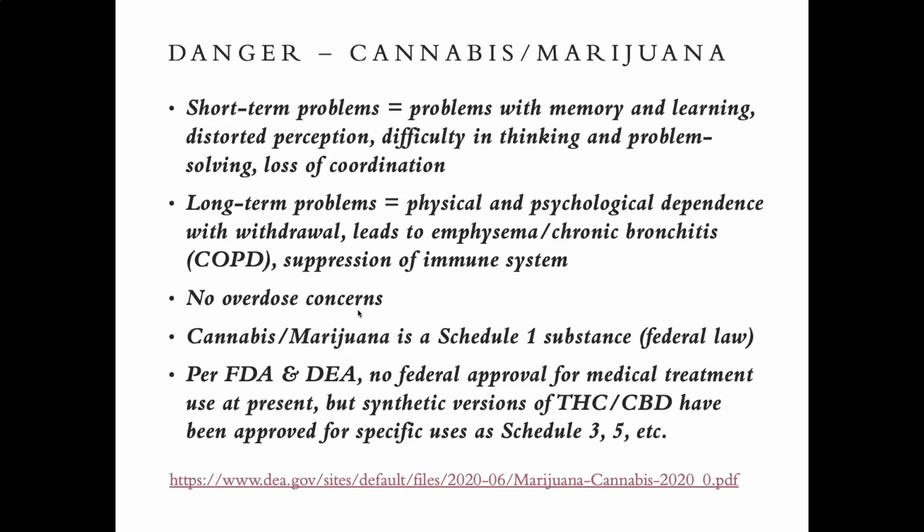Cannabis marijuana is a Schedule I substance, so it's under federal law. According to the FDA and DEA, there is no federal approval for medical treatment use at present because they don't believe it has any medical value. However, synthetic versions of THC, CBD have been approved for specific uses as Schedule III and V drugs. So even though natural cannabis marijuana has no approval for any medical treatment, a synthetic version of the active ingredient in cannabis marijuana has been found to be of medicinal use or medical treatment use for specific purposes.